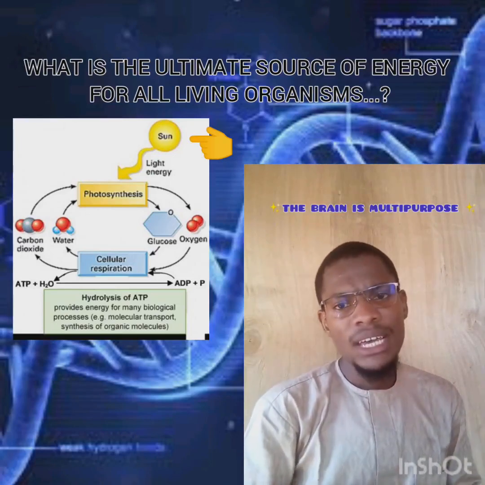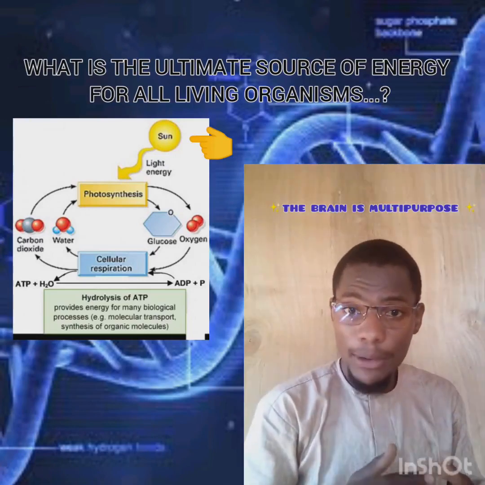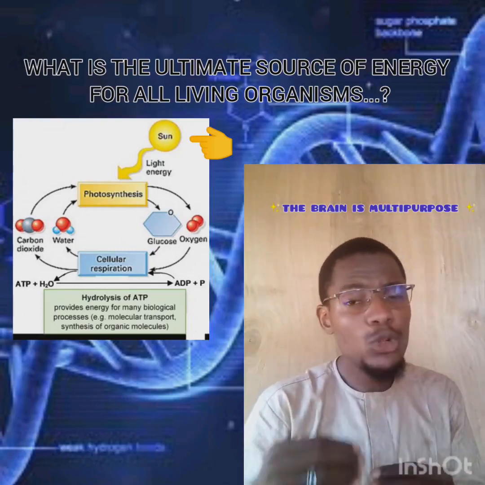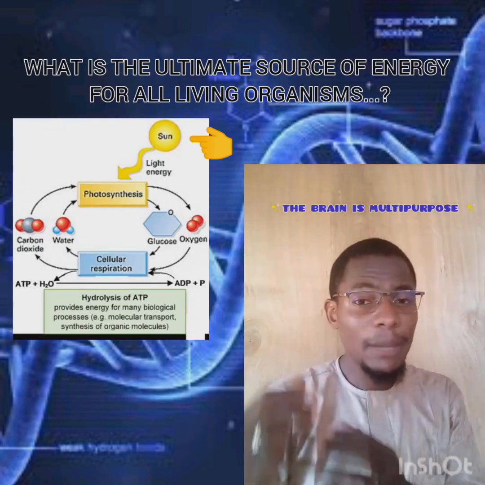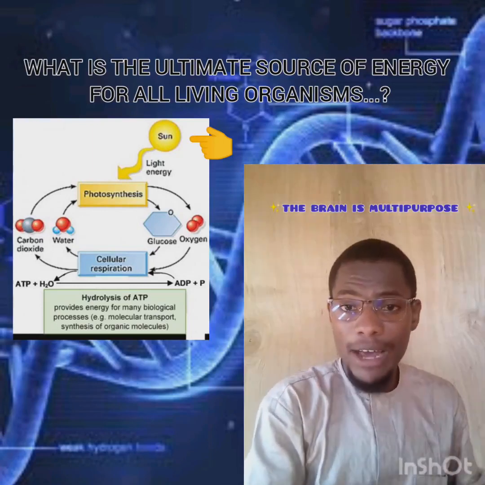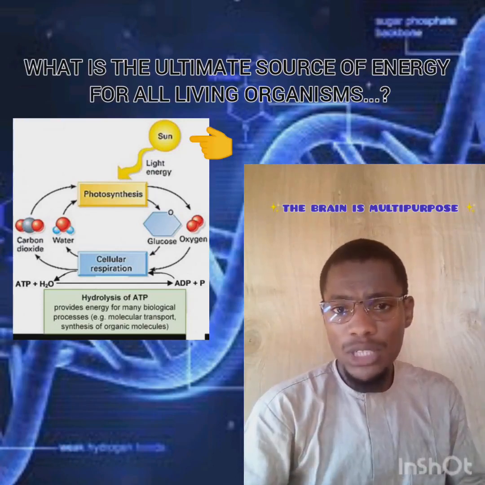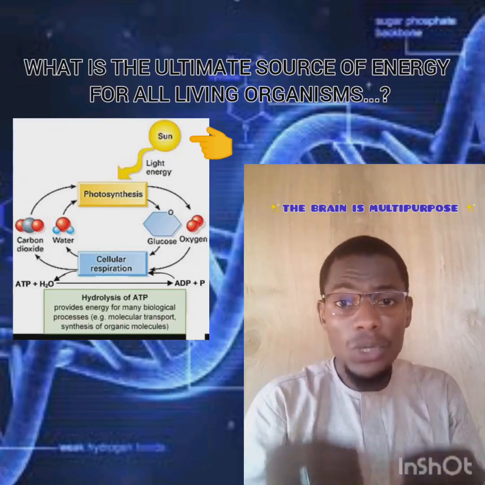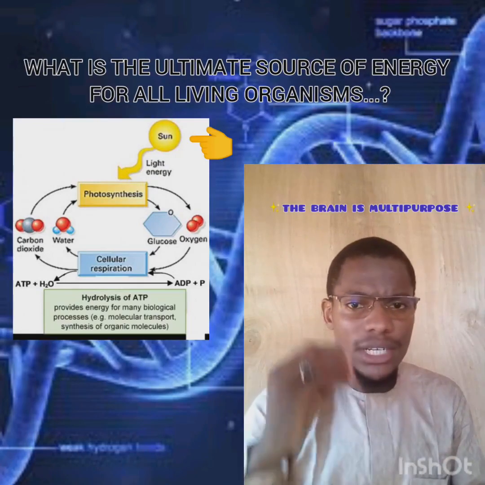Now, in living matter, we have some that are able to manufacture their own food, whereas some cannot manufacture their own food. Those that cannot manufacture their own food depend on those that can. And even those that can manufacture their own food utilize a source of energy, which is regarded as the ultimate source of energy, which is the sunlight, or the solar energy from the sunlight.